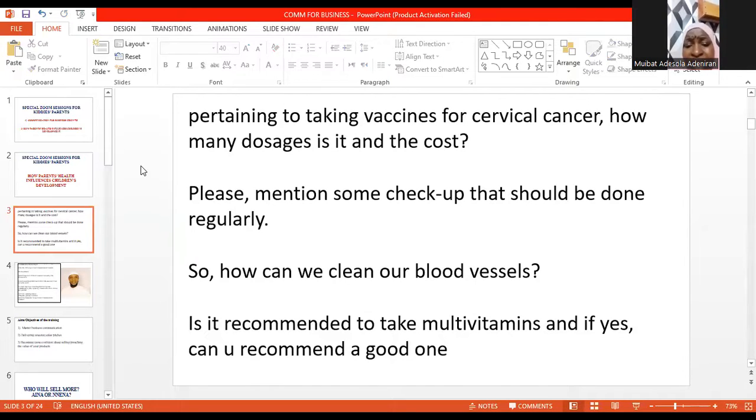So someone was asking how do we clean our blood vessels? Now, there are a lot of vendors on Instagram, and what they are after is just to dissuade people from the right path. There's nothing like cleaning your blood vessels. You don't need to clean your blood vessels.